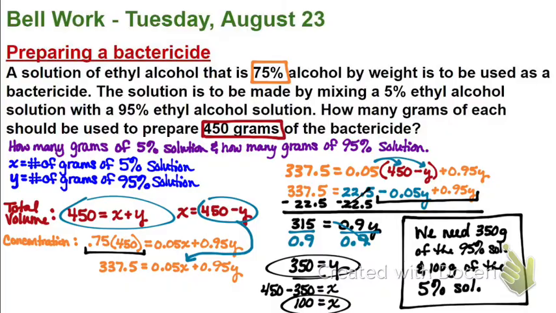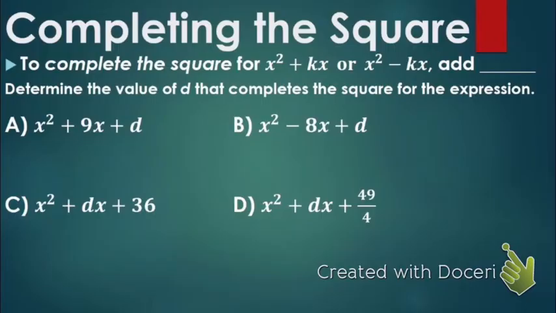We had done some solving by factoring. Today we're going to look at completing the square and then using completing the square to solve. So when we use the method of completing the square, I want this to be a perfect square trinomial. I should write at the top that that's what I want.